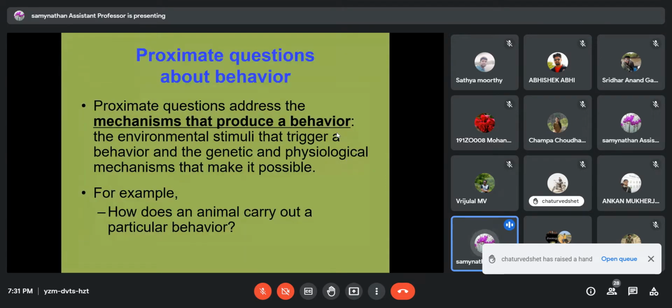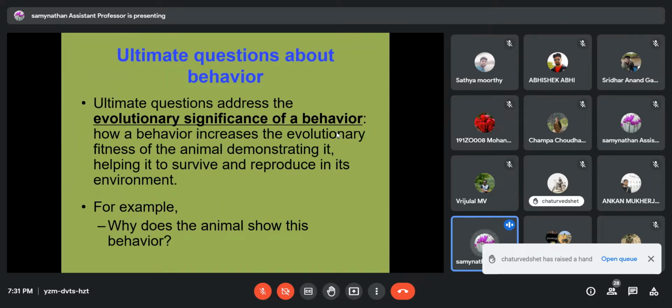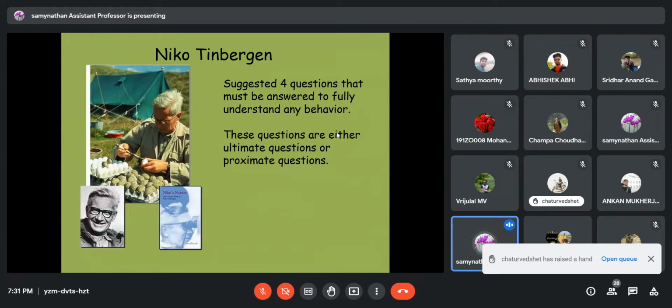Then next one, the proximate questions about behavior. Actually, the question is: how does an animal carry out a particular behavior? Okay, the ultimate question is about why the animal shows this behavior. Niko Tinbergen suggested four questions that must be answered to fully understand any behavior. These questions are either proximate or ultimate questions.